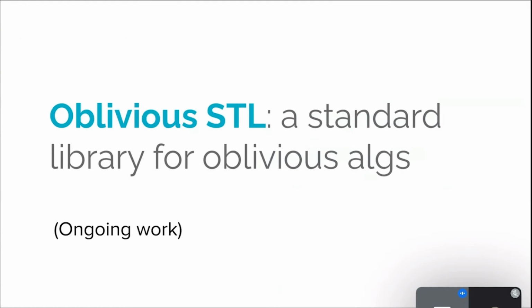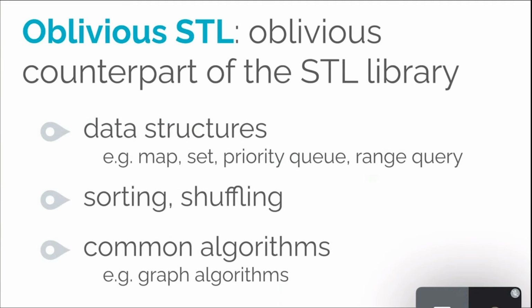Okay. So finally, I want to conclude by mentioning some of our ongoing efforts and what kind of challenges we are trying to address with these ongoing efforts. So right now we are trying to build an Oblivious STL library. It will be an open source library. You can think of it as the Oblivious counterpart of the standard C++ STL library. Essentially, for common data structures like map, set, priority queue, range query, and for common algorithms like sorting, shuffling, graph algorithms, we want to offer Oblivious counterparts for all of these algorithms.